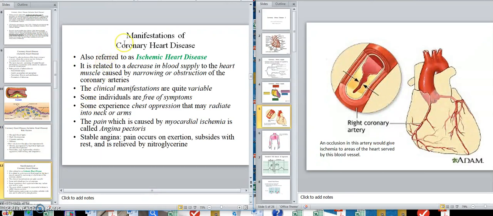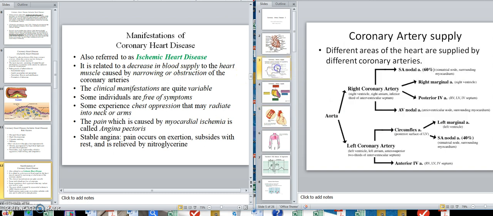So the manifestations of coronary artery disease is related to a decrease in blood supply to the heart muscle, to that area of the heart muscle. And now, I want to come over here and say that decreased blood supply will cause narrowing and a decrease in the heart muscle. But remember, we've got different coronary arteries. And you can use this.